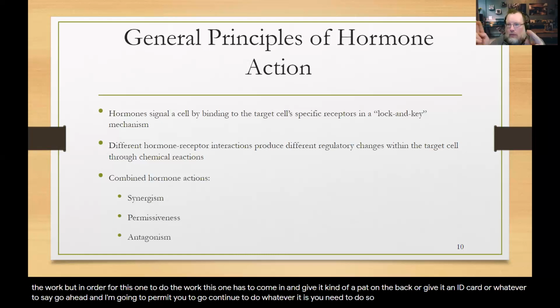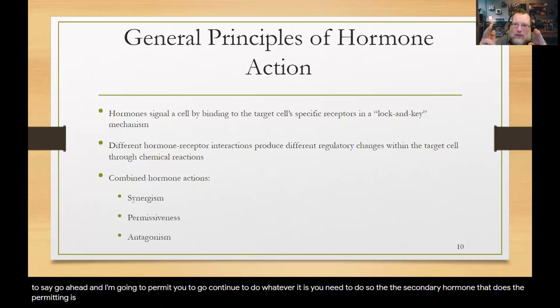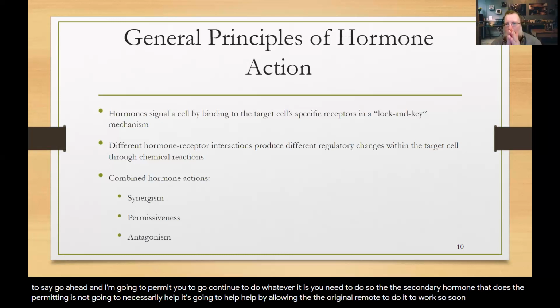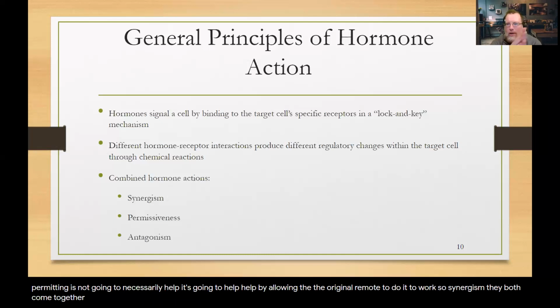So the secondary hormone that does the permitting is not going to necessarily help. It's going to help by allowing the original hormone to do its work. So synergism, they both come together, they both do the work. Permissiveness, one comes in to do the work, but they need a pass in order to do the work.